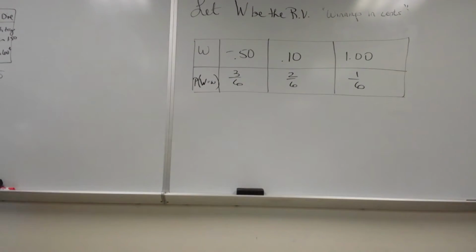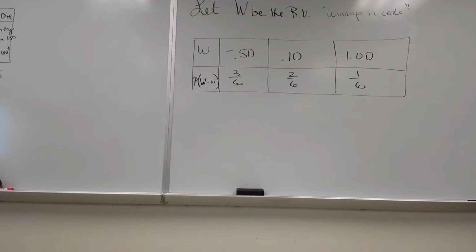Wait, I'm so confused. How did you get the negative 50? Okay, because I remember I paid 50 cents. I roll a 1. I lose my money. Oh, so then you have negative money. Right. Does that make sense? Yeah. Okay. Everybody good?